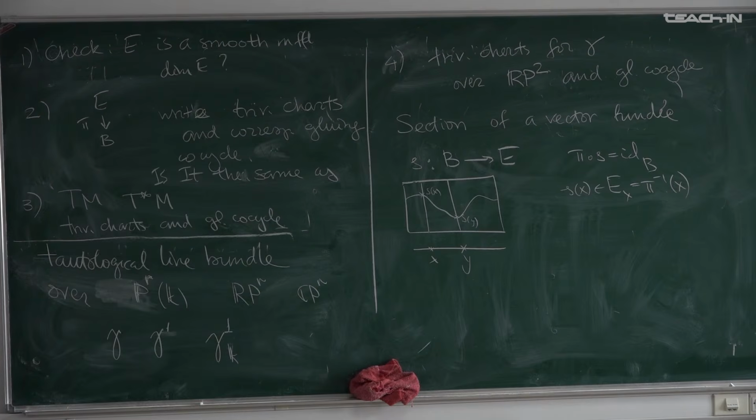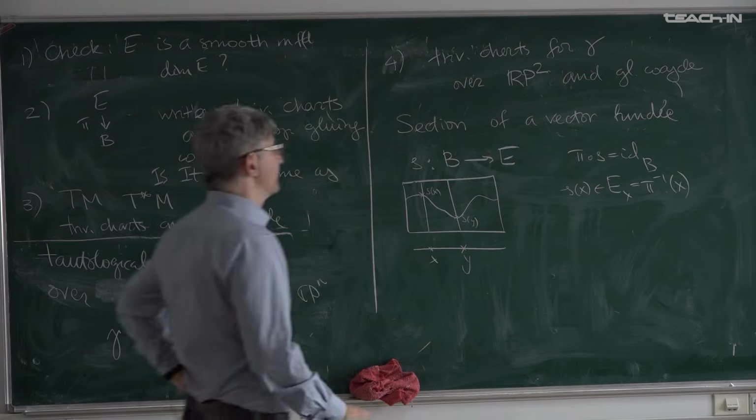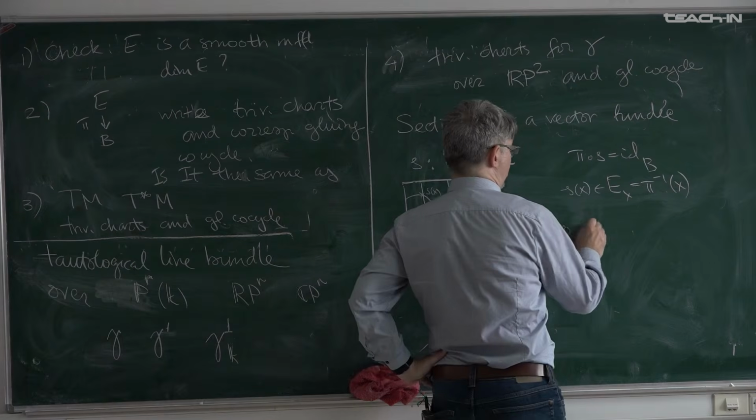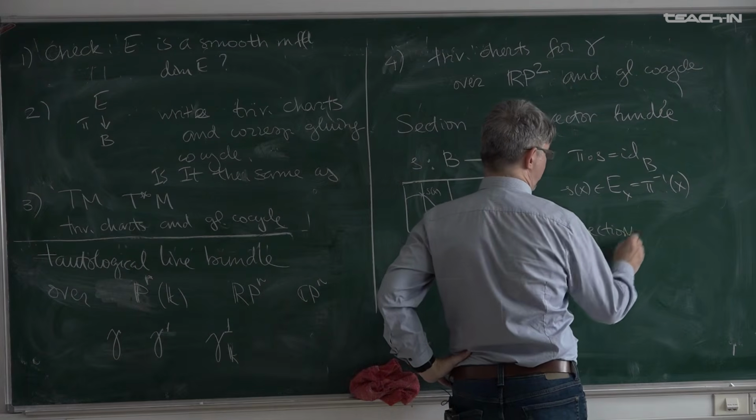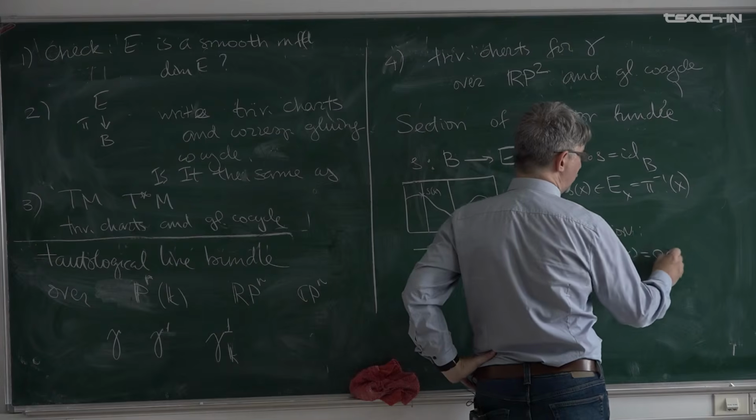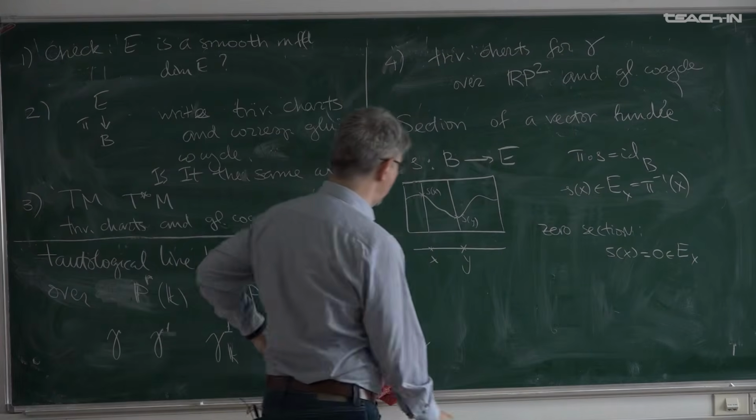Everybody knows at least one section of any vector bundle. Which one? No, a vector field is difficult. Who knows if you have a vector field or not? A vector field is for the tangent bundle. Now I took some vector bundle, and my question is: everybody knows at least one example of a section. Yes, the zero section. S of X is just 0, which belongs to the fiber of the point X.